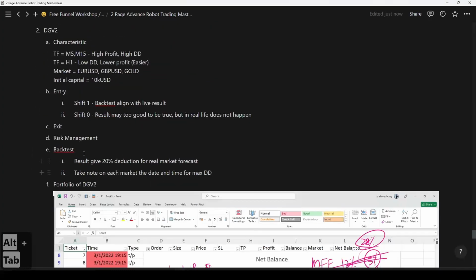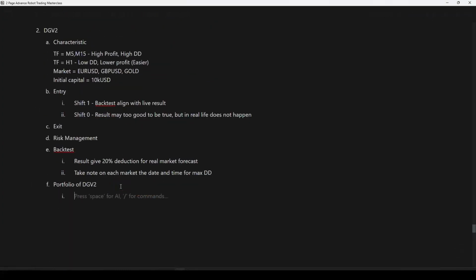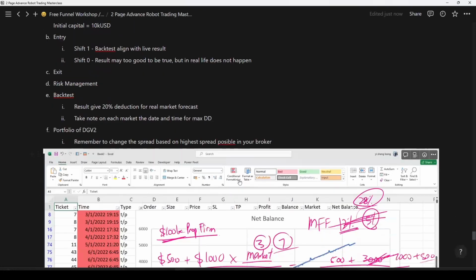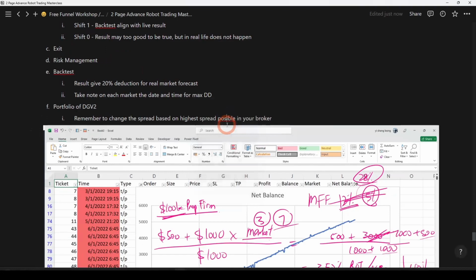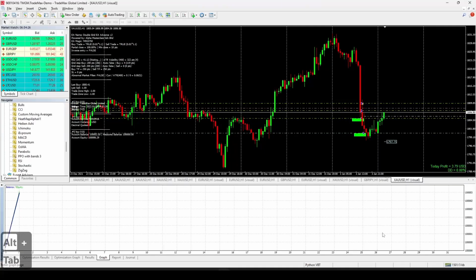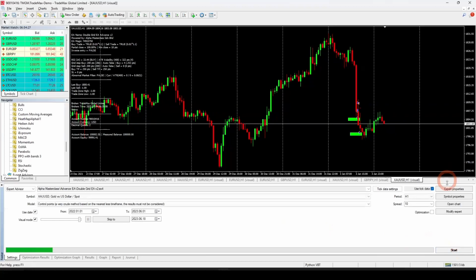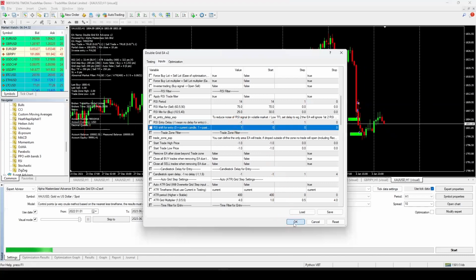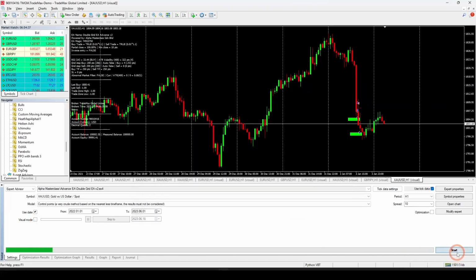Now, one thing that you need to know, when you do portfolio, remember to change the spread based on the highest spread possible in your broker. Just now I did not change it, just for the sake of simplicity. Lower setting should be 35. Should be 25, not 35. Thanks for the reminder. And we just run like this.